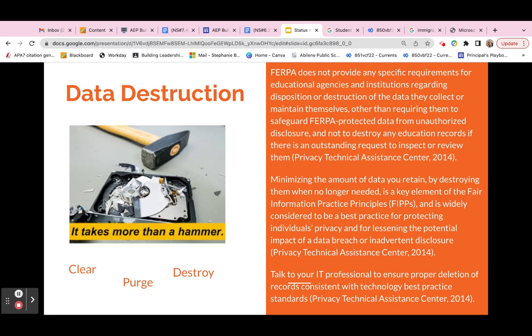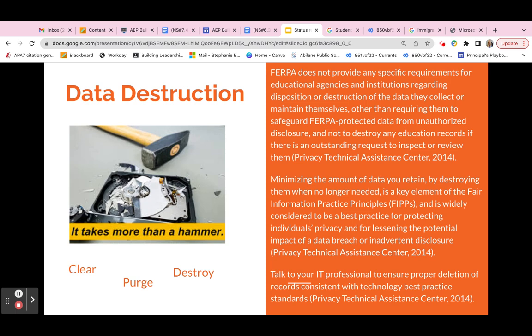So looking a little more at FERPA and data, and how we appropriately can get rid of that data that we are no longer needing. There are three ways you can: clear, purge, and destroy. FERPA does not provide any specific requirements for educational agencies and institutions regarding the disposition or destruction of the data that they collect and maintain themselves.